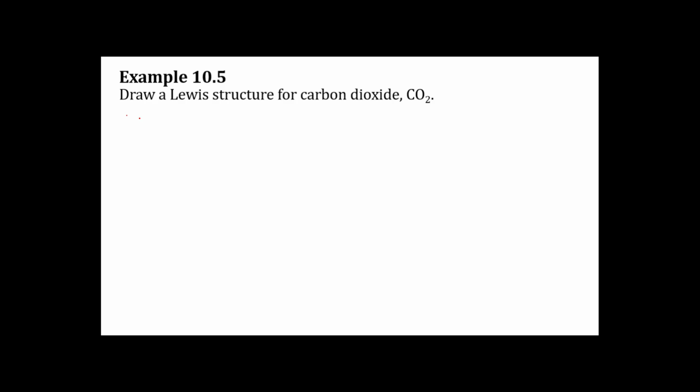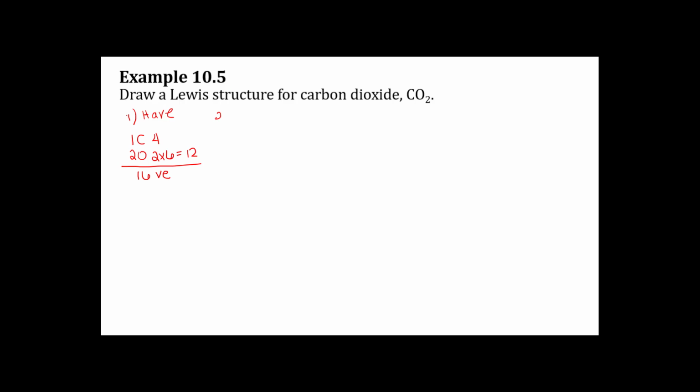So we have CO2. I'm going to draw a structure for it. So again, I'm going to write this out. This is what I have. So I have 1 carbon, 2 oxygen. Carbon has 4 valence electrons. Oxygen has 6, but we're multiplying that by 2. So this gives me 16 valence electrons.